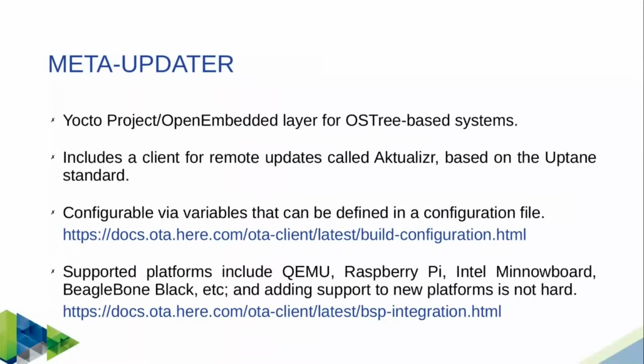Meta-updater also includes a few more things, like an update client called aktualizr that is able to work with a standard called Uptane for remote update systems. That's an automotive standard. So it includes more things. But if you don't want to use it, that's no problem. You can just design a system with OSTree using meta-updater without aktualizr if that's what you want.